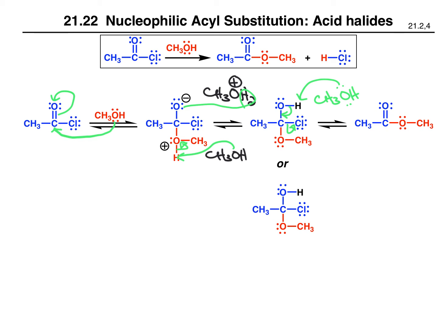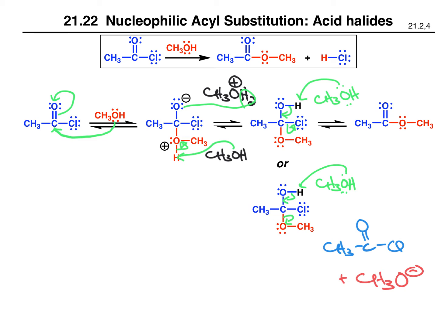What if this happened a little bit differently? So if the methanol grabbed off this proton, these electrons came back in here, kicked out this. Well, that would result in CH3, C, double bond O, Cl, plus CH3O-. In the last video, we discussed the relative reactivity of the different carboxylic acid derivatives.